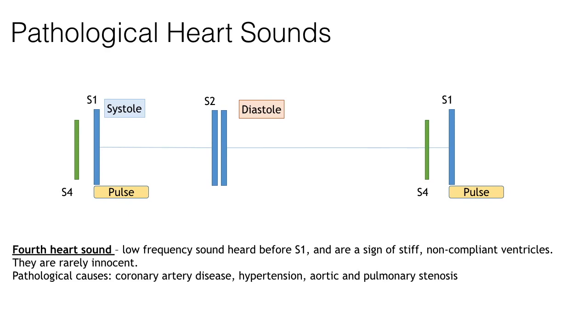The second added heart sound is S4. Now this is a low frequency sound heard before S1, and it's a sign that there are stiff and non-compliant ventricles. This is rarely innocent, and its pathological causes are coronary artery disease, hypertension, aortic and pulmonary stenosis. On auscultation, you would hear this.